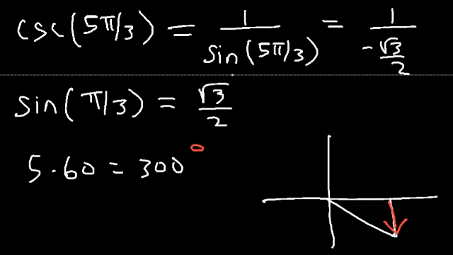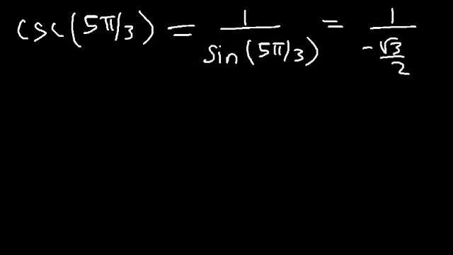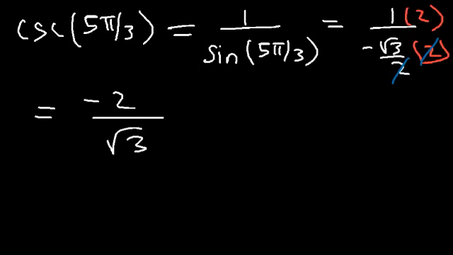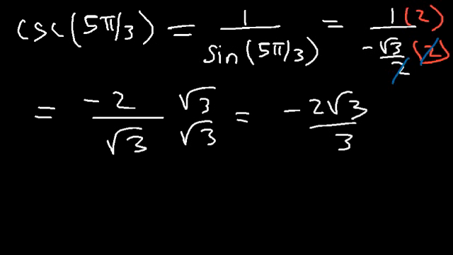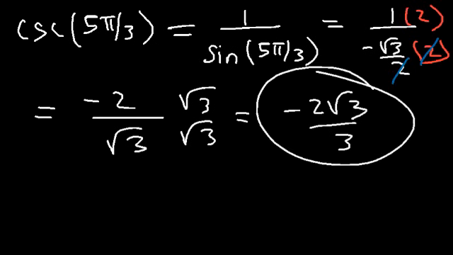So now we can find out what cosecant 5 pi over 3 is. So let's multiply this fraction, top and bottom, by 2. So here the 2's cancel. And what we have now is negative 2 divided by root 3. So we need to rationalize the expression. Let's multiply top and bottom by root 3. So the final answer is negative 2 root 3 divided by 3. That's cosecant 5 pi over 3.